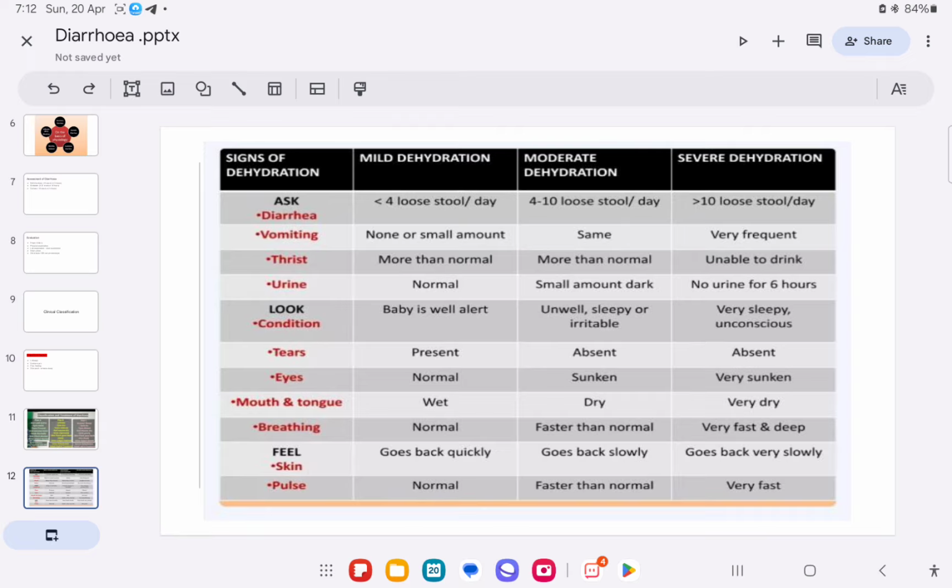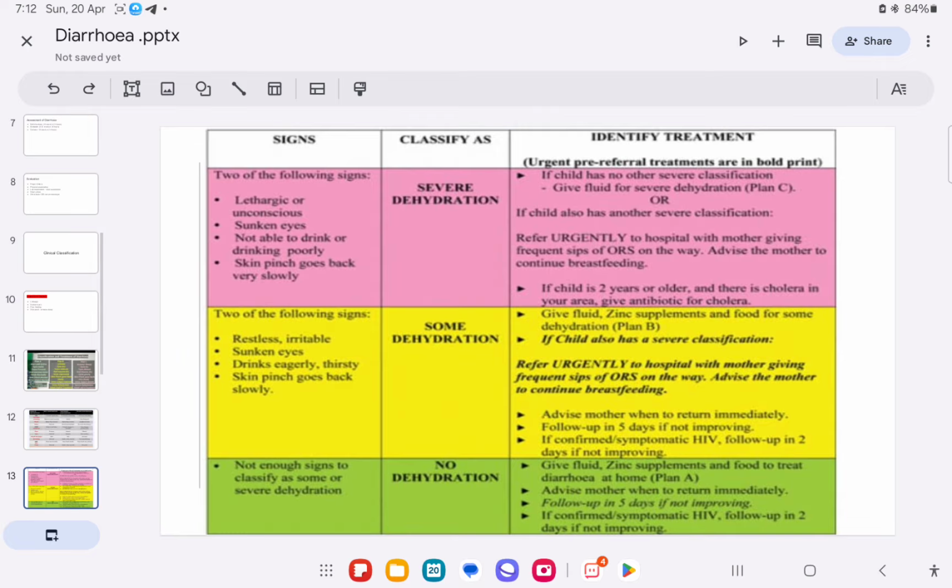Skin pinch also. Now, this is the IMNCI classification of management of diarrhea. In the pink box, look for the danger signs that I described earlier. This is just a repetition. Remember: lethargic, sunken eyes, not able to drink or drinking poorly, and skin pinch goes back very slowly. So classic danger signs are present. Therefore, this is severe dehydration. What treatment do you give?